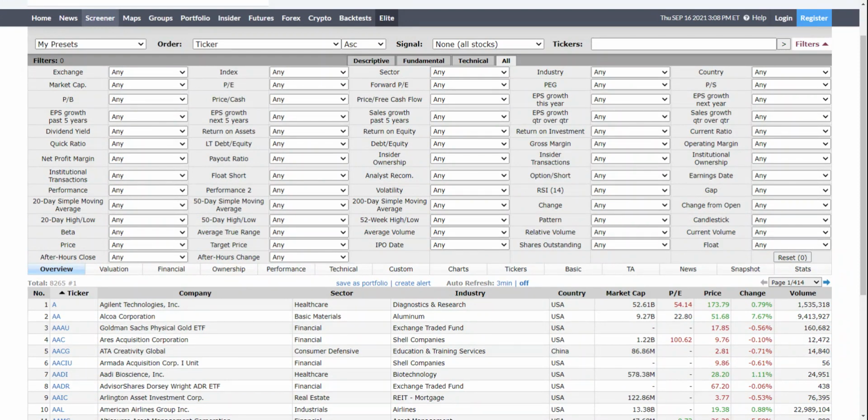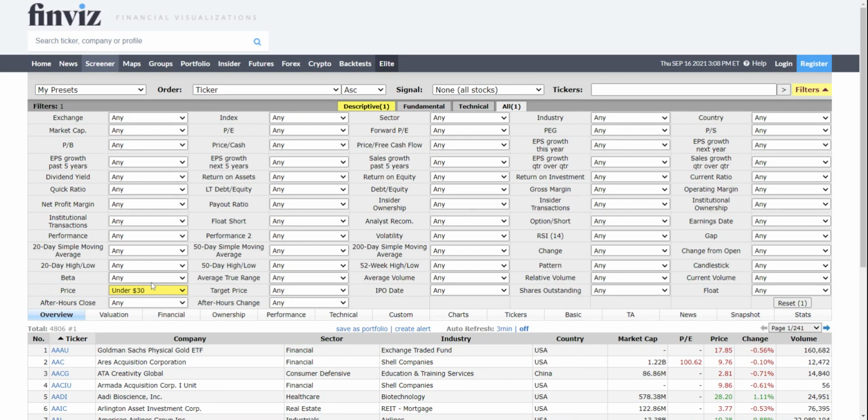The first thing that I'm going to be looking at is the price. I really want the stocks to be above $20 or just below 30, so I would just go under 30. We want to capitalize on that. The price is basically the stock price in USD, so under $30 US dollars.